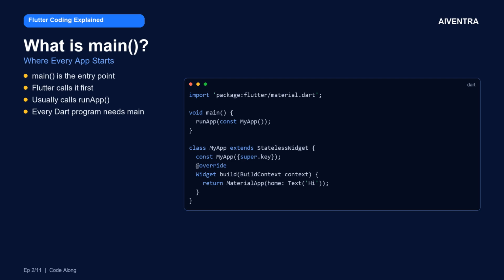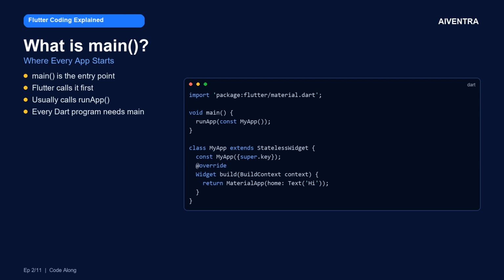Every Flutter app starts with one special function called main. Let's read this code line by line and understand exactly what happens. At the top, we import Flutter Material Library. This gives us widgets and tools. Then we see void main with empty parentheses and curly braces. This is the entry point.